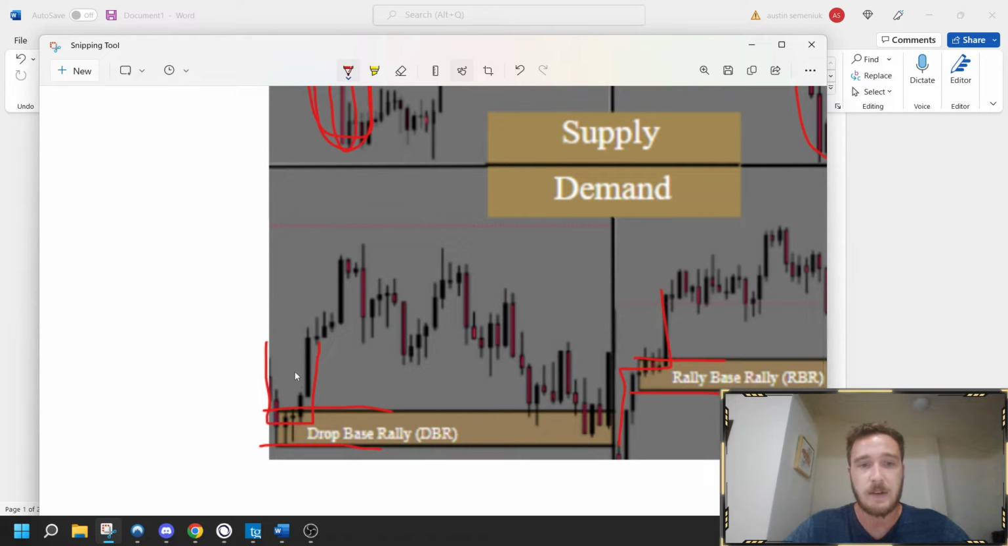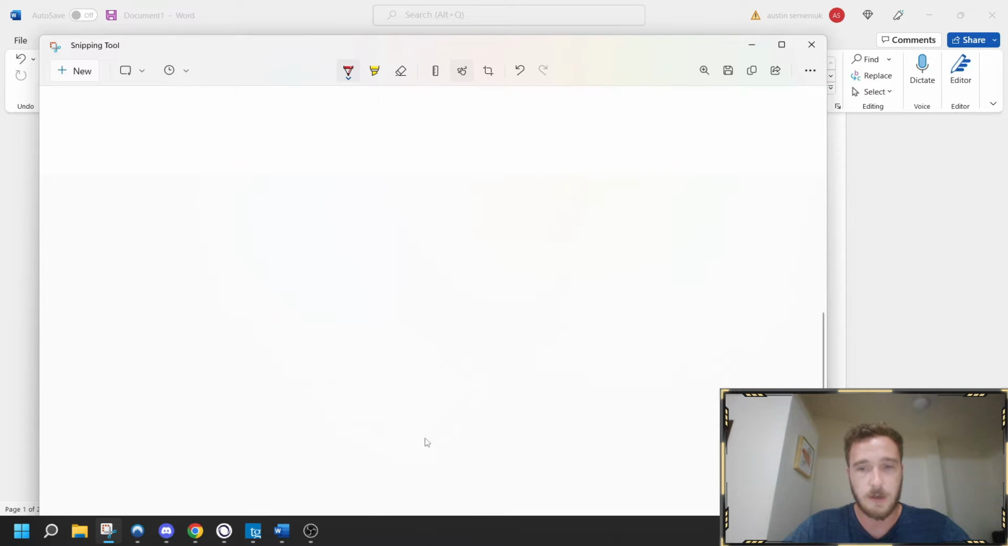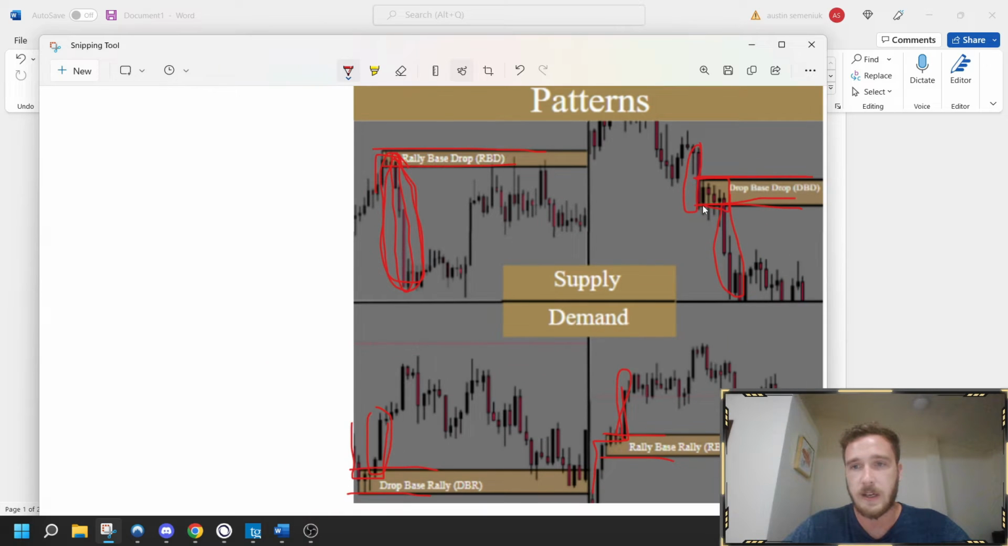For demand, very strong move to the upside, right? Demand, very strong move to the upside. And where's the other one? Why can't I find it? Over here, drop-base-drop with a very strong move to the downside. All right, the imbalance is always very big.